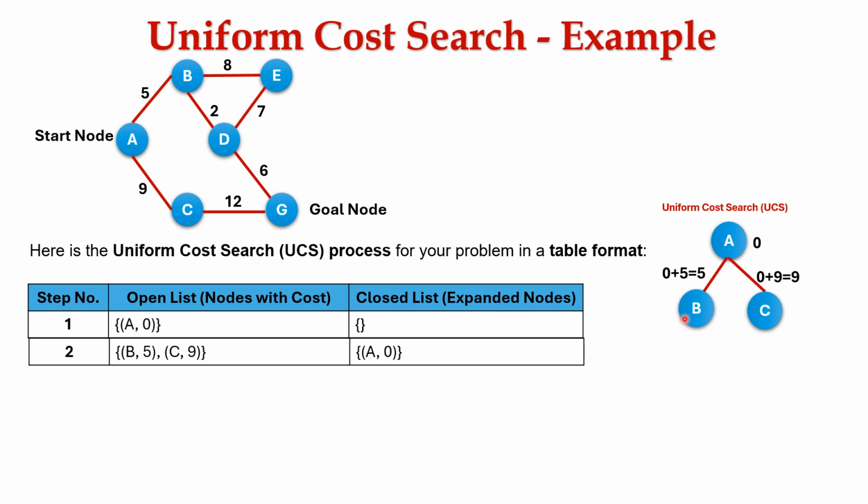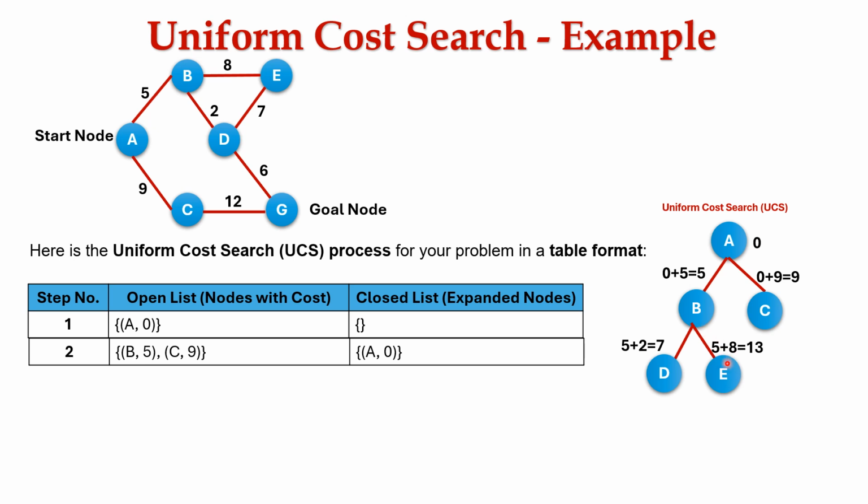So already the cost of node B is 5. In addition to that, if we move to the node D, we have the cost 2. So 5 plus 2 is 7. From B to E, already we have the cost for node B is 5. Now we have to add the value 8 along with it. So 5 plus 8 is 13.